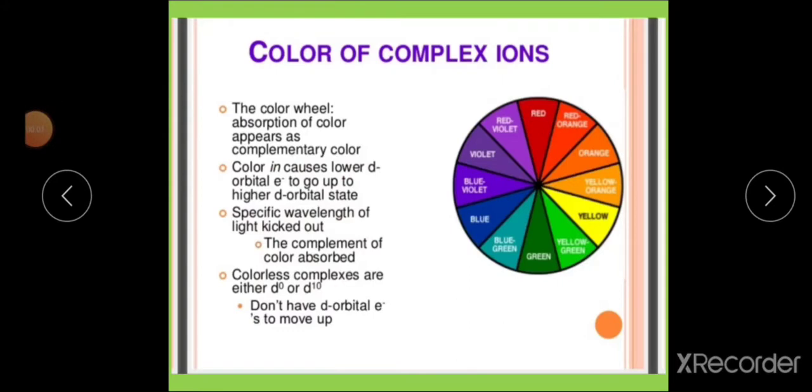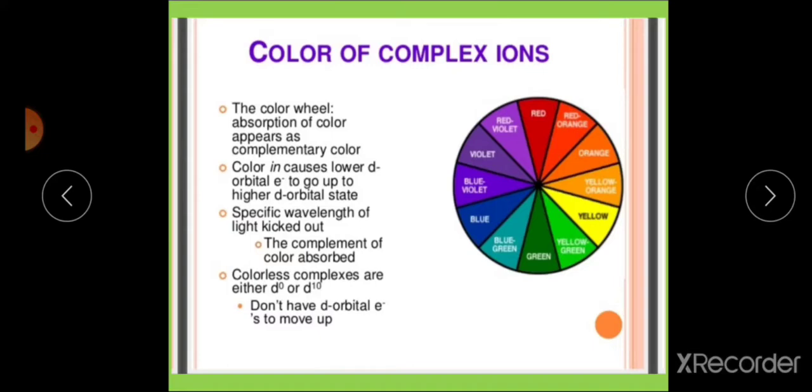A color wheel is given. The complementary colors are shown opposite to these colors. If red light is absorbed, then the transmitted light contains an excess of other colors in the spectrum, in particular green, and the compound appears green.